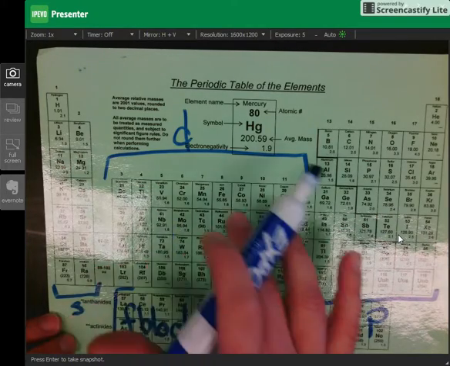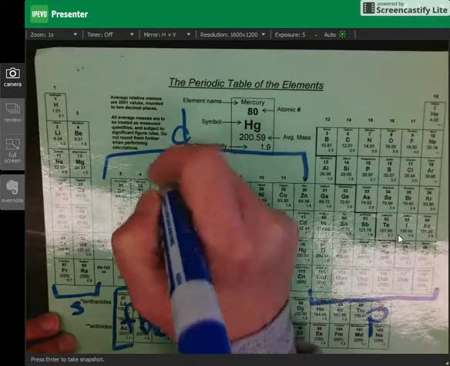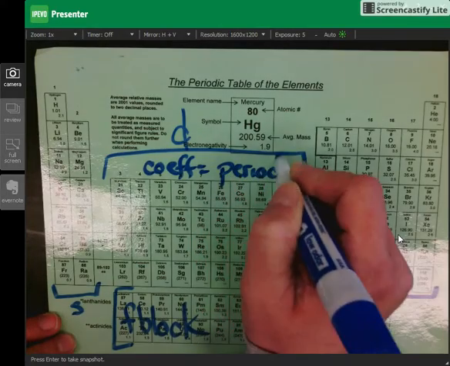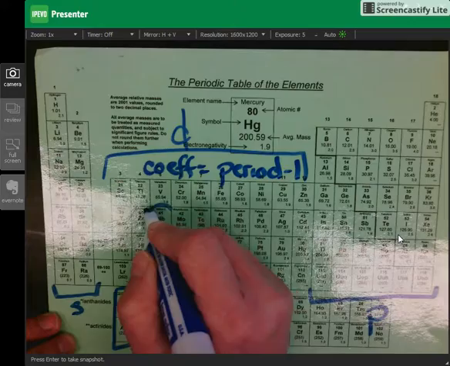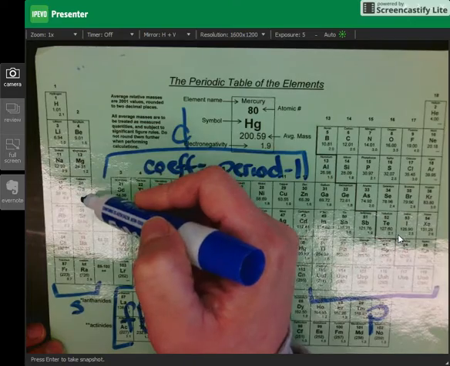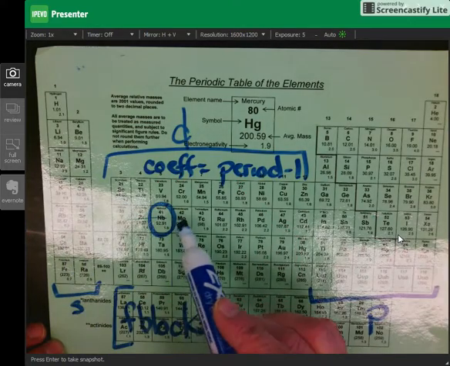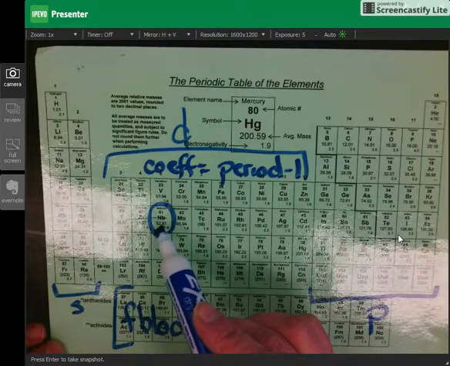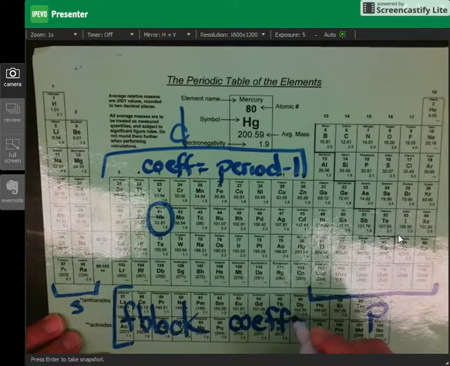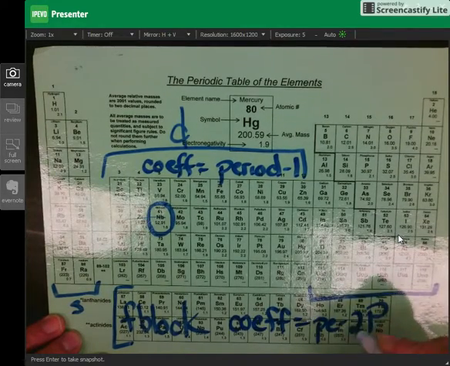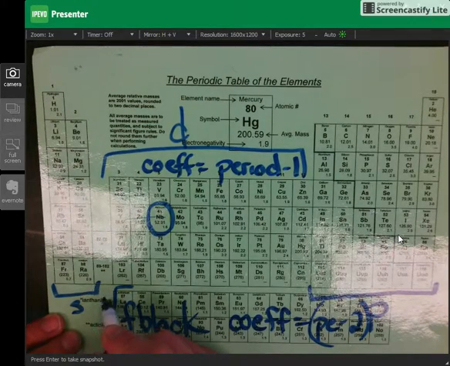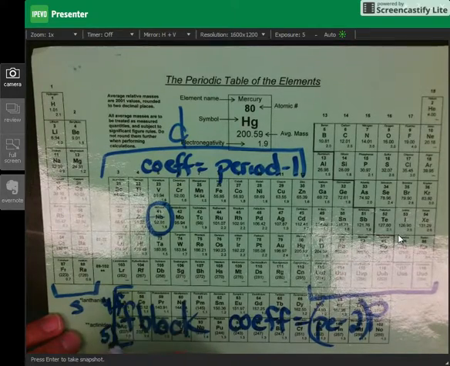Okay. Now your D block, whatever your coefficient is, is whatever period you're in minus 1. So if I was looking at niobium right here, we would be in period 1, 2, 3, 4, 5, but we are in the D block, so it would be 4D. In your F block, the coefficient would be the period minus 2. So since these are technically rows 6 and 7, this would be 4F, and this would be 5F.